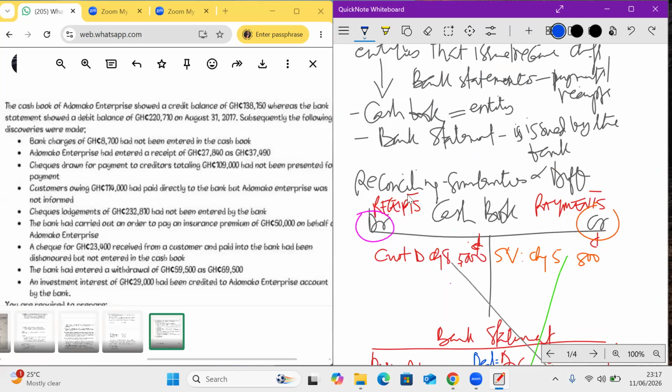Cash. What is this? Receipt. So on the debit side of the cash book, they record receipts. On the credit side, what did they record? Payments. So read the question again and tell me which side they recorded it in the cash book. Read the transaction, the second transaction.